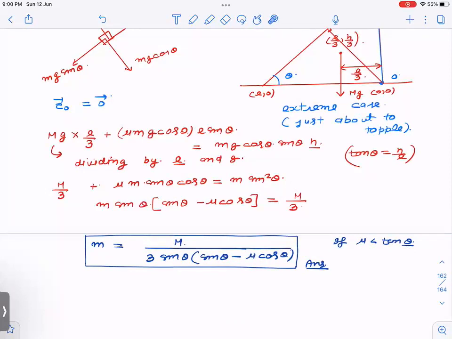So that's it. It is a very amazing question of toppling, a very, very highly probable question. Something based on this can definitely come in JEE Advanced.